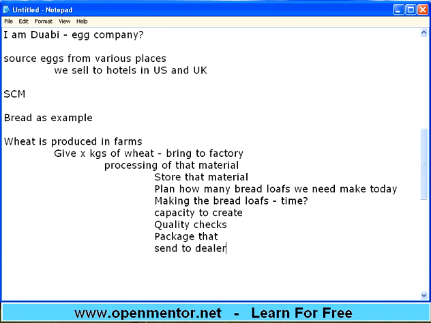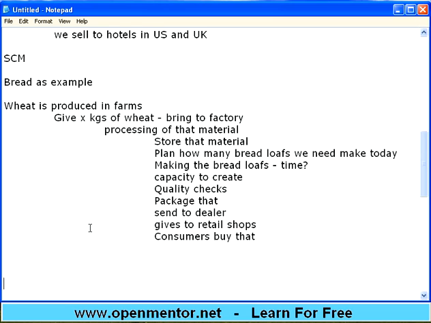You cannot go to every shop and hand over the bread. Suppose you are making 10,000 loaves. You cannot give 10 loaves to this shop, another 10 loaves to that shop. You will lose time. So you will give it to a dealer. Then the dealer gives to retail shops. Then consumers buy that. Look at this: the wheat has traveled from this place to consumers, and it is transformed to bread when it reaches the consumer's hands.